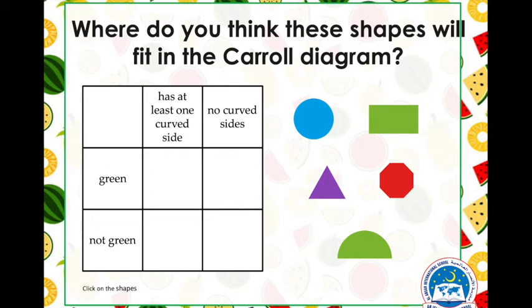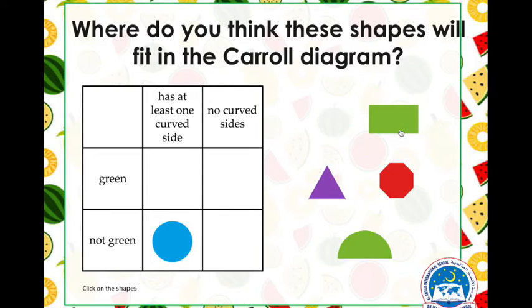Now let's look at these shapes. Remember, we need to sort these shapes into the Carroll diagram. This side says has at least one curved side and this side has no curved sides. Shapes that are green, shapes that are not green. Let's look at the circle. Does it have a curved side? Yes, it does. We can see it's curved all the way around. But is it green? No, it is not. So we're going to put it in the block that says not green and has at least one curved side.